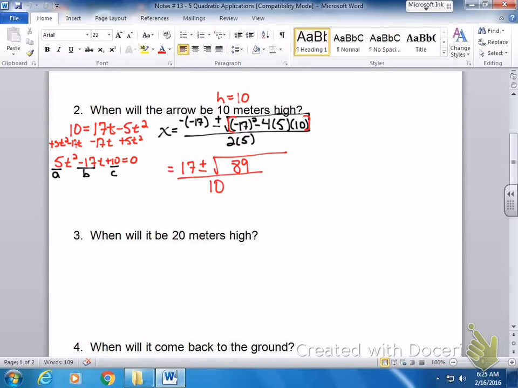Now, we have 89. That's not a perfect square, so we probably want to see if we can simplify it. We'd want to divide it by perfect squares. Well, 89 is not divisible by 4, 9, 16, 25, or 36. So nothing will go into it, so we're just stuck with that.